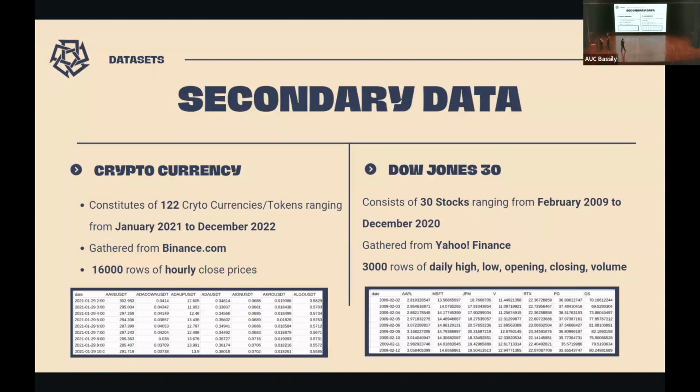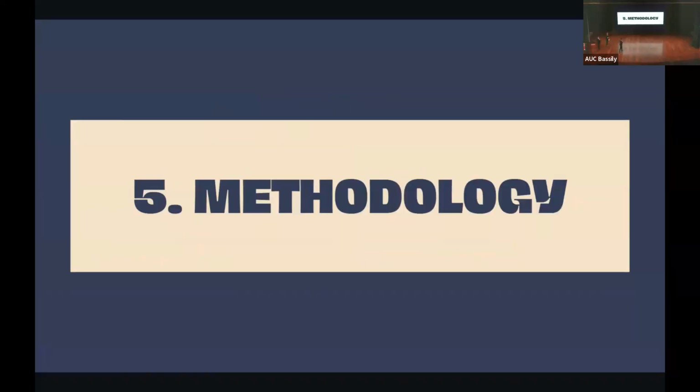The second dataset was the Dow Jones 30 Industrial Average. It consisted of 30 stocks, and it ranged from February 2009 to December 2020. We gathered it from Yahoo Finance, and after the data manipulation, it came to around 3,000 data rows. Initially, it consisted of the daily high, low, opening and closing, plus the volume traded. We can see two examples of each dataset down below. The left one is the cryptocurrency one, and the right is the Dow Jones.